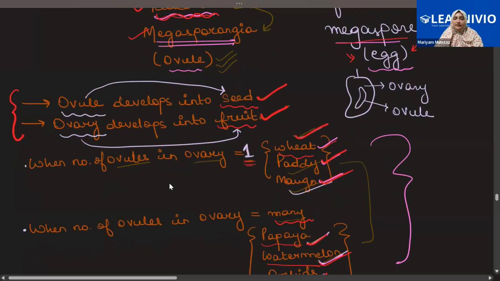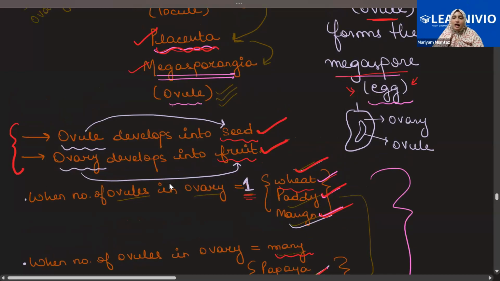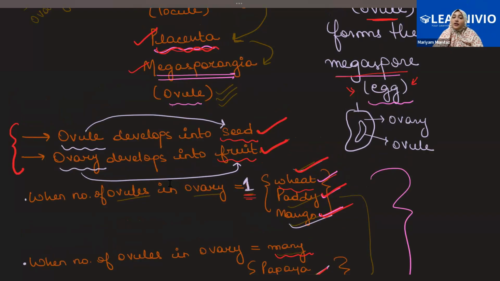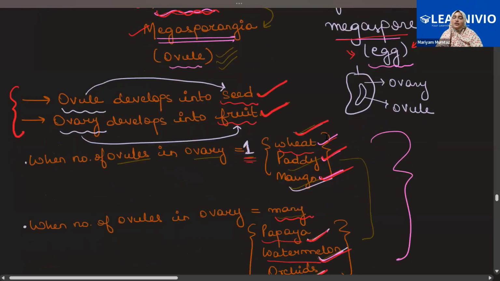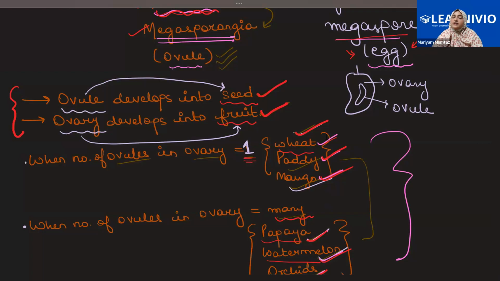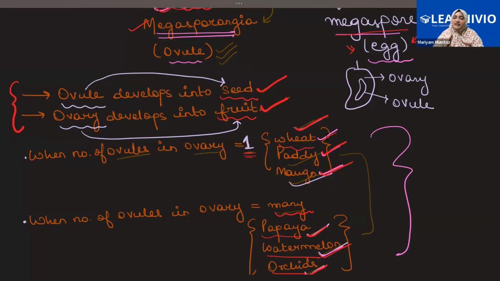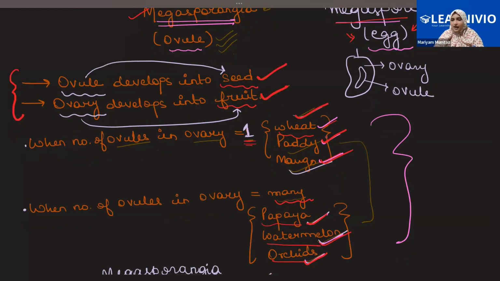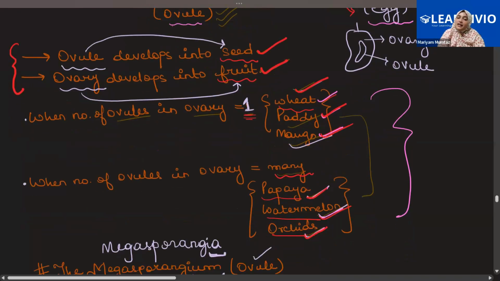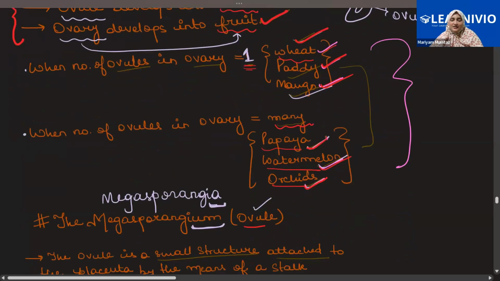Now you might see, if we talk about mango, how many ovules does the mango have? 1. How many ovules does a watermelon have? I can't hear you, dear. Out of ovules, you can't count it, right? So there is a variation as far as the number of ovules inside the ovary goes. There are many that have only 1 ovule in the ovary. That is in the case of wheat, paddy, mango, right? And then there are many ovules in the ovary, such as papaya. Papaya has so many seeds inside, watermelon, and even the orchids.